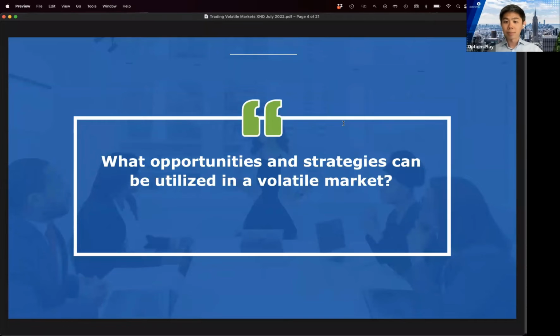Now let's take a look at the markets and the views. The primary thing I want you to walk away with from today's session is a clear understanding of what opportunities and strategies can be utilized in this type of volatile, or rather choppy, market that we're currently in, where you just bounce back and forth and don't really have a clear sense of direction. And I think that's why 30% of you answered, I don't know. How do you make sense of all of it?